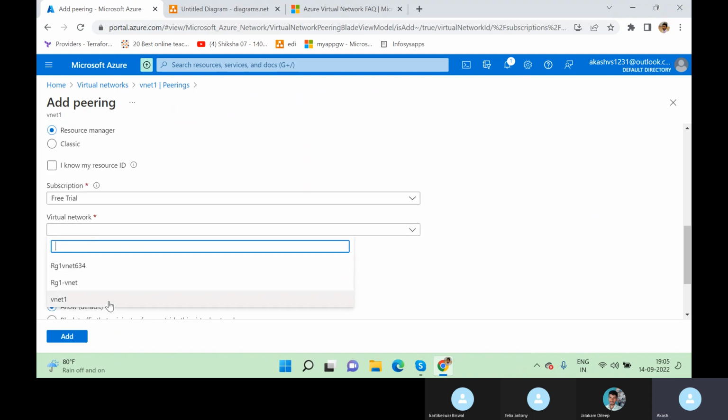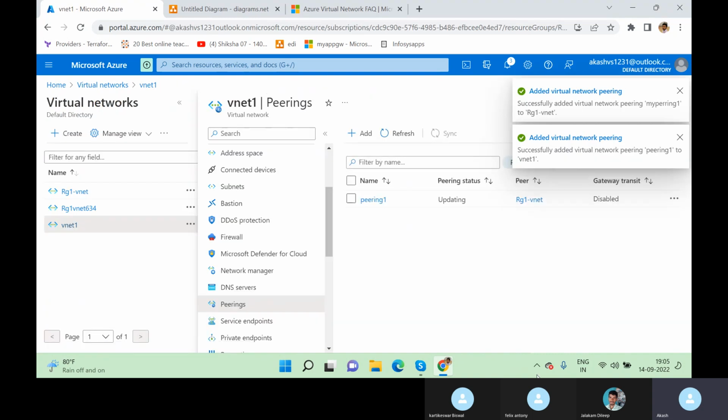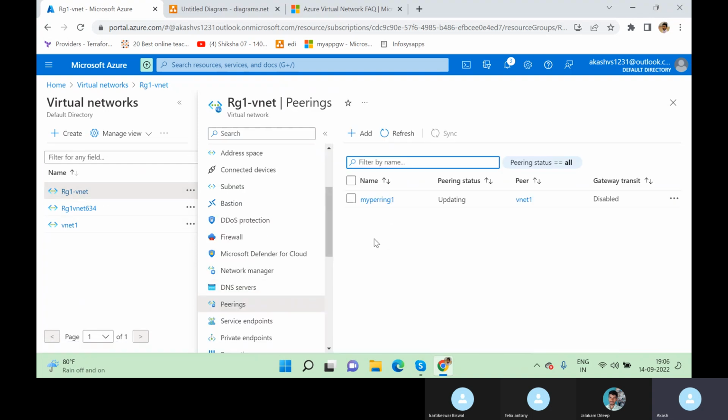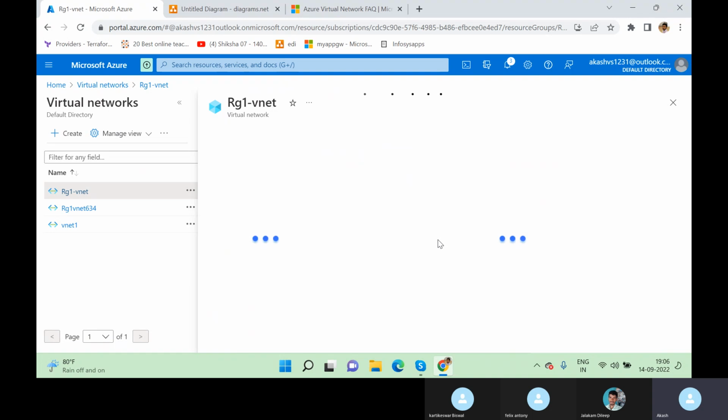Here you need to choose your VNet which you want to peer. So I want to peer RG1 VNet to this particular VNet. Just select your VNet and click on add. So basically you have successfully peered this connection. So it is transitive. Once you do it here, automatically it will happen on the other side as well. See, this is VNet 1 and this is RG1 VNet.